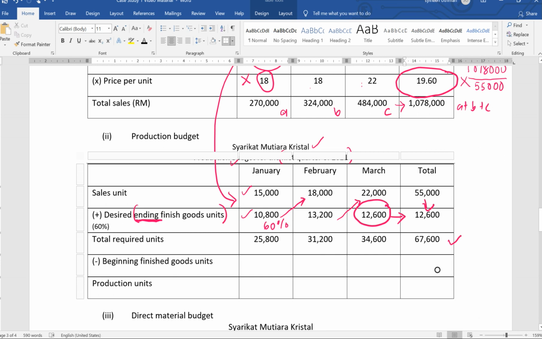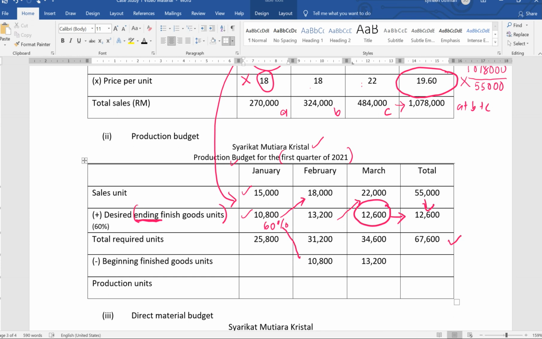Alright, so macam saya cakap hari tu, beginning inventory untuk February ialah ending inventory untuk January. Okay, so yang ni kita salin je lah. Beginning inventory untuk March ialah ending inventory untuk February. Okay, how about January? January ni dia punya ending inventory.